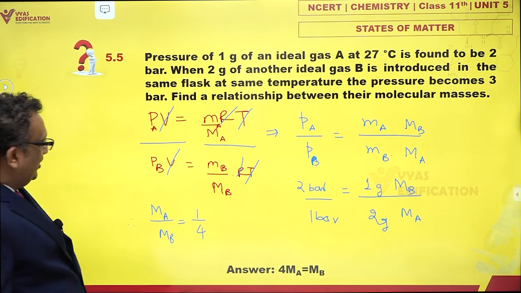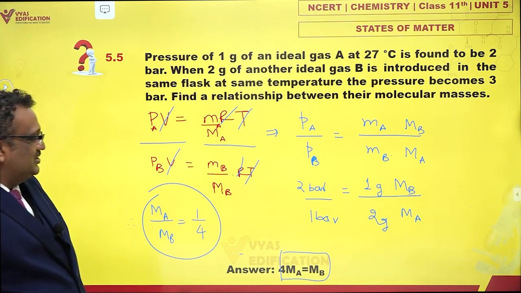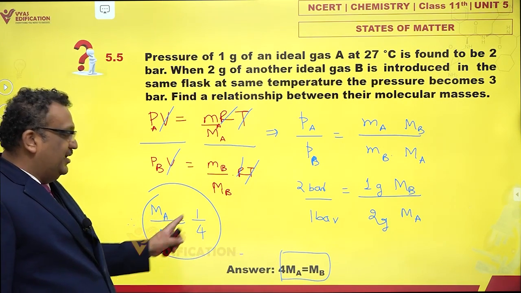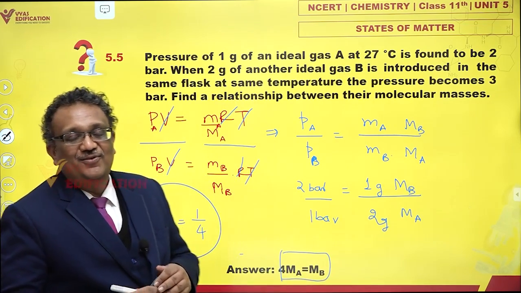Find a relationship between their molecular masses. This or this, same they are. This is the relationship. 4 times molar mass of A is equal to molar mass of B. That is the way we solve it.